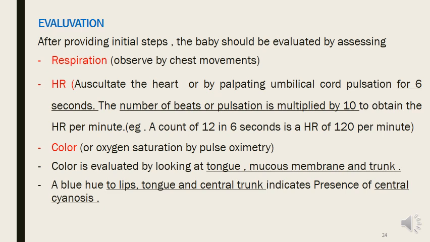And also we can evaluate the color of the baby or oxygen saturation by pulse oximetry. And also we can evaluate by looking at the tongue, mucous membrane and trunk of the baby. If the baby has blue lips or tongue or a color change in the central trunk, it indicates the presence of central cyanosis. Is it clear for you?